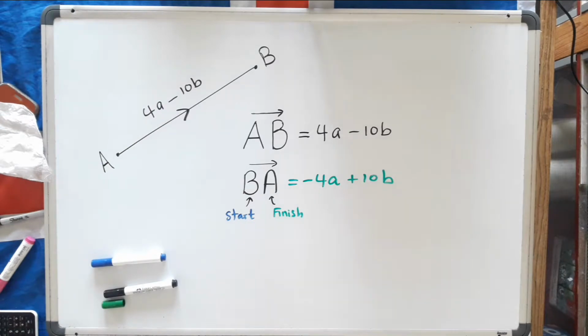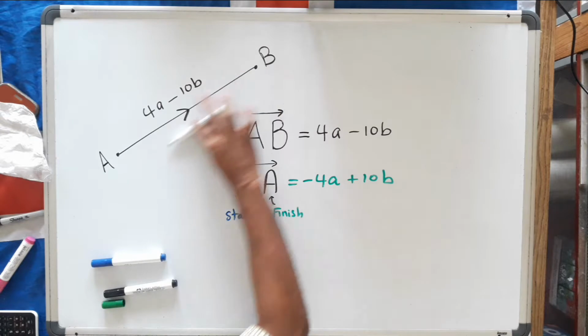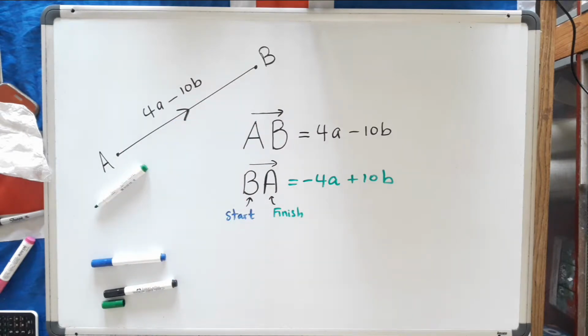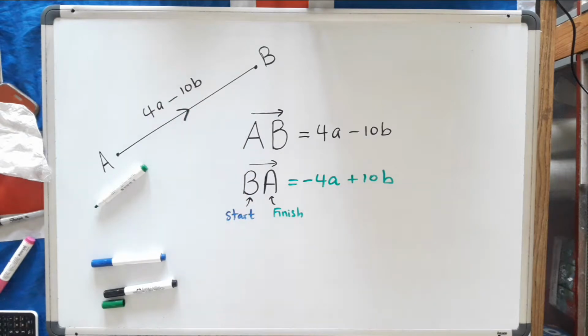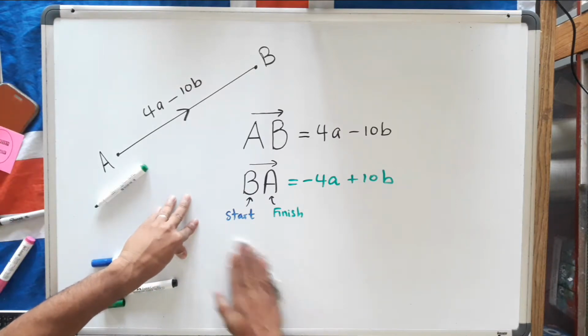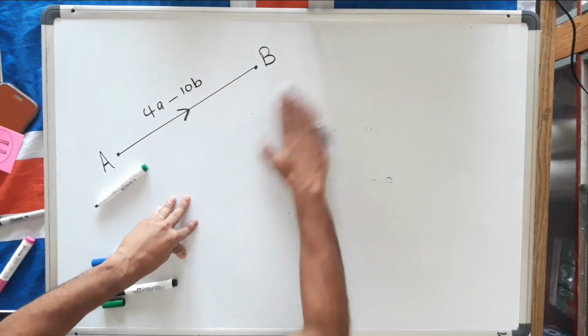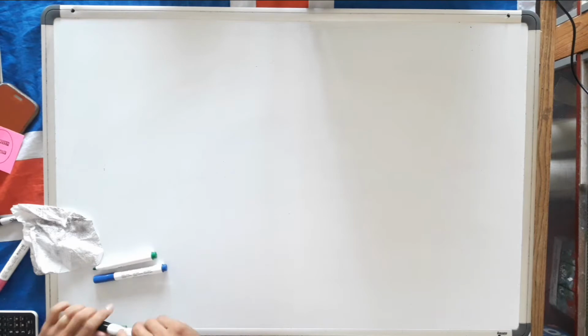So what's the moral of the story here? Whenever you go the opposite direction, or you are going against the arrow, you just have to make all the signs for each part of the vector the opposite. It's a really, really simple trick, and it saves a lot of time in the exam. So let me do another one quickly for you all. That simple trick will save you so much time in the exam.